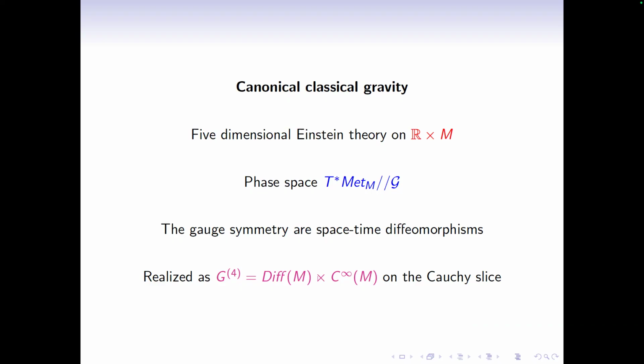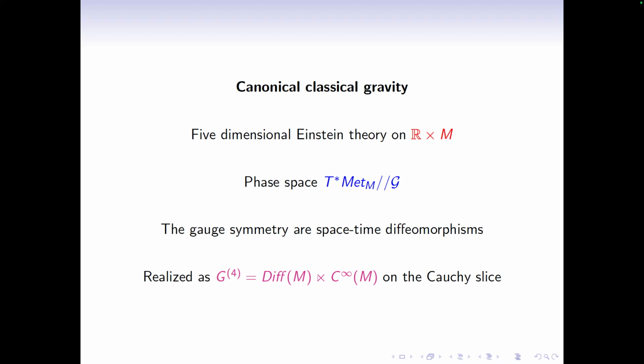Then if you want to treat the Einstein theory canonically, you would say, okay, let me take M to be space, let me associate to this spatial slice the phase space, which is the cotangent bundle to the space of all metrics, on which I would now have to perform a symplectic quotient with respect to the group. But what is the group? The gauge symmetry of GR is space-time diffeomorphisms. But if I'm sitting at space, what I see are spatial diffeomorphisms and something extra.